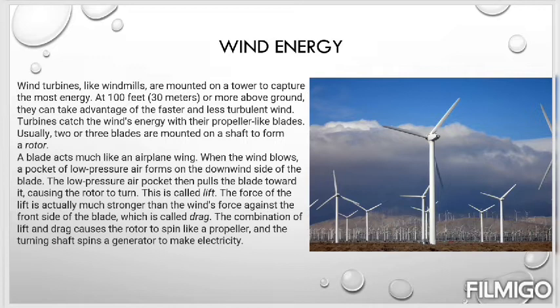A blade acts much like an airplane wing. When the wind blows, a pocket of low pressure air forms on the downwind side of the blade. The low pressure air pocket then pulls the blade towards it, causing the rotor to turn. This is called lift. The force of the lift is actually much stronger than the wind's force against the front side of the blade, which is called drag. The combination of lift and drag causes the rotor to spin like a propeller, and the turning shaft spins a generator to make electricity.